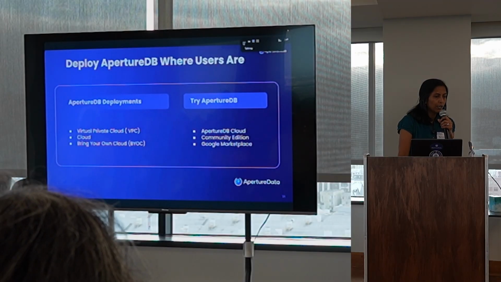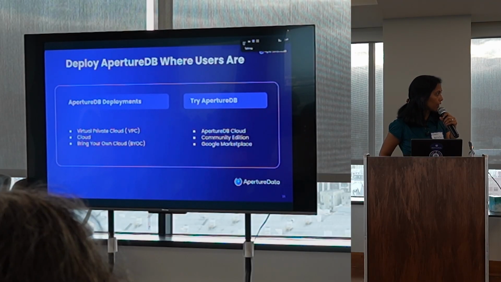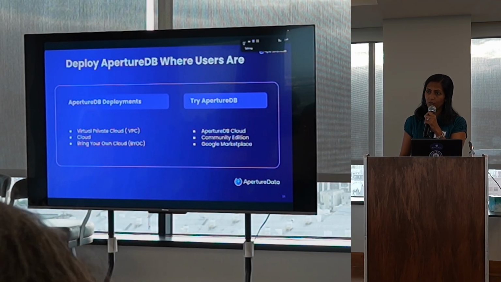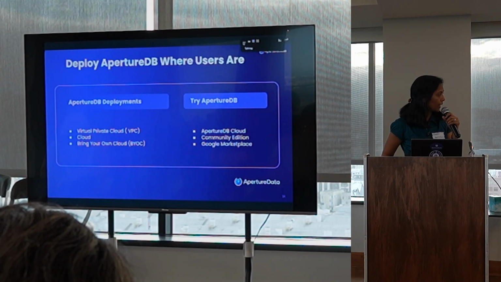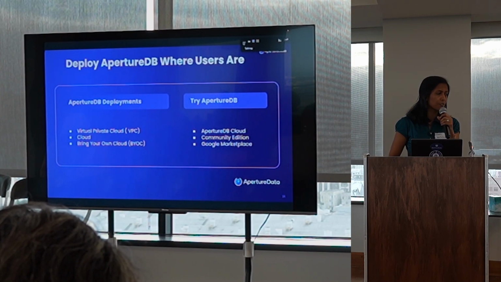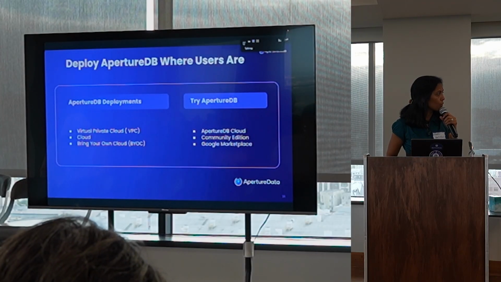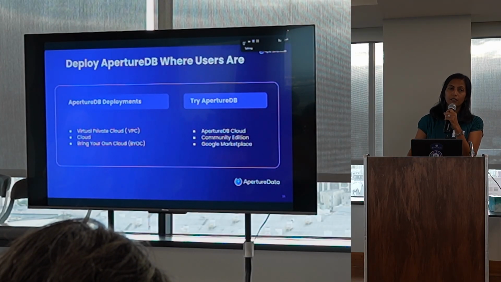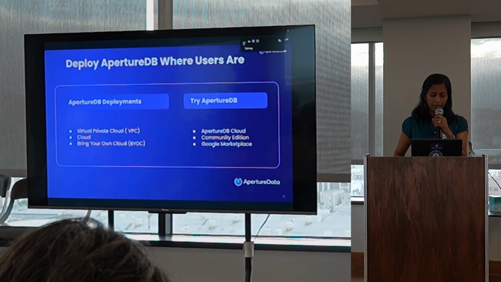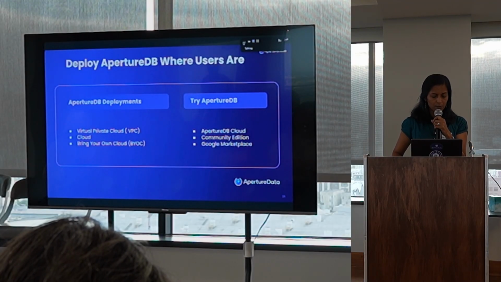Now, how do you deploy ApertureDB? You have a lot of different choices. We can do a VPC or your deployment in your cloud. We have our own self-serve cloud platform. You can bring your own cloud. And we also have a community edition, and we are also available on Google Marketplace. AWS Marketplace will come sometime towards the end of the year.